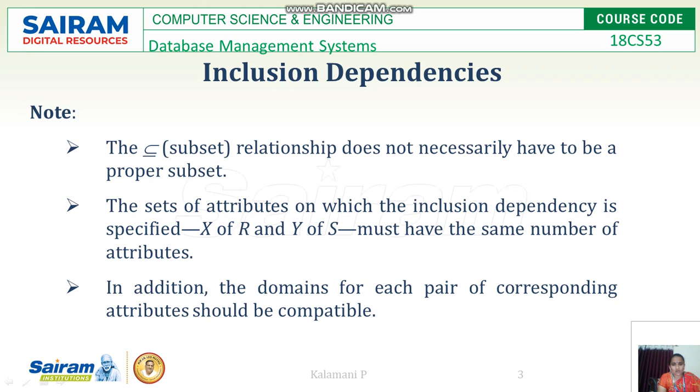The sets of attributes on which the inclusion dependency is specified, X of R and Y of S, must have the same number of attributes. The number of attributes in set X and in set Y should be the same, and also the domains of each pair of corresponding attributes should be compatible. Those are the other conditions. First, the subset relationship need not be a proper subset. Second, the number of attributes in X and Y should be the same, and the domains of attributes between the pairs should be compatible.